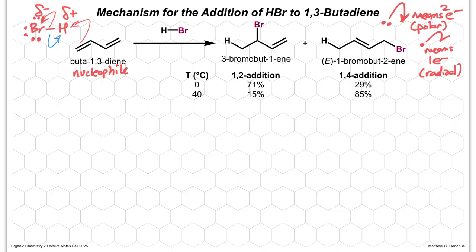So let's draw the intermediate of that. And since I said it's Markovnikov's rule, carbon 1 is getting the H because then that results in a secondary carbocation.